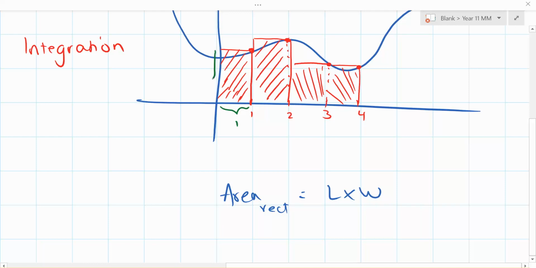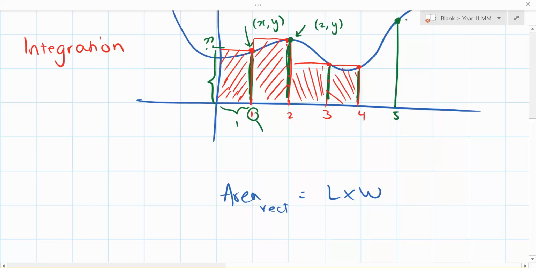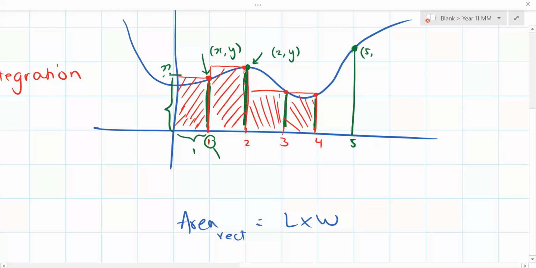Width of 1. And what's the height? The height of this rectangle is based on how high this value is. At x equals 1, I'm looking at this coordinate here, which will tell me the height. So at x, I will find out the y coordinate. Similarly with this point over here, at x equals 2, what would the height be? That tells you the height. This is the height at 3, this is the height at 4, and if I went to 5, then this would be the height at 5.